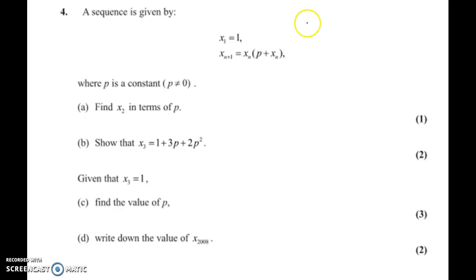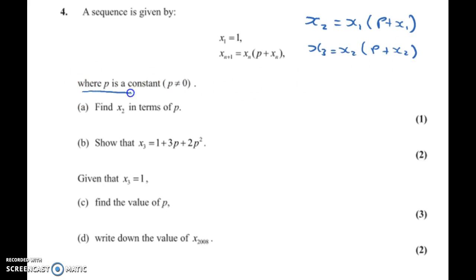Okay, another recurrence relationship question, number 4. Just to keep going with this, so x2 will be found by using x1 bracket p add x1, and the x3 will be x2 bracket p add x2.